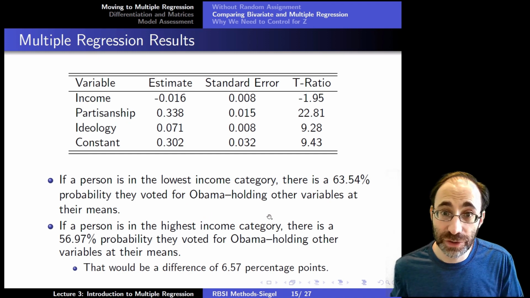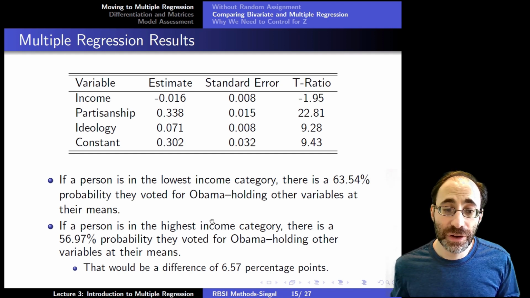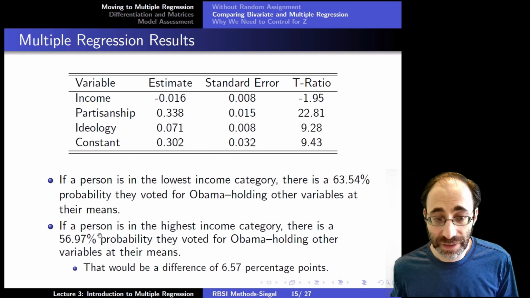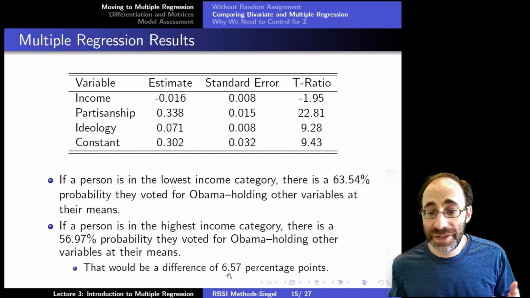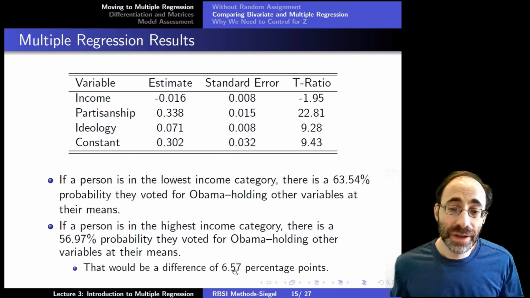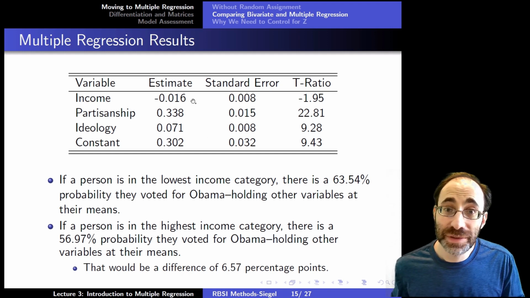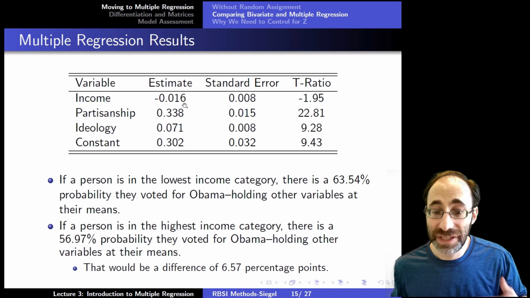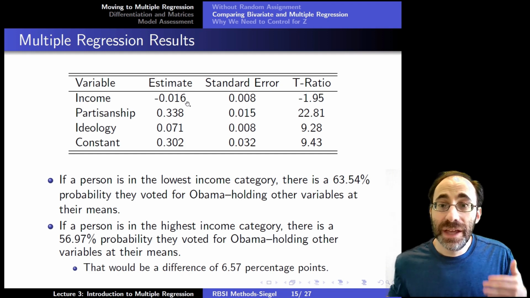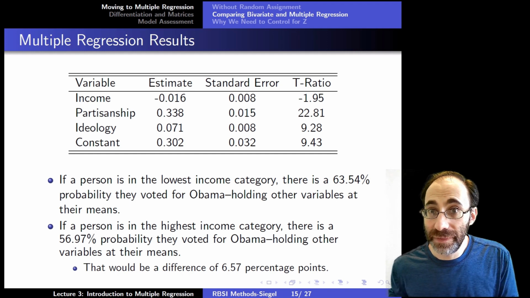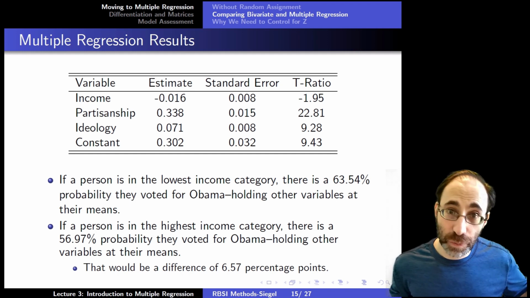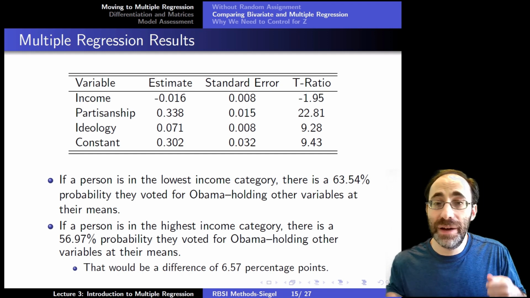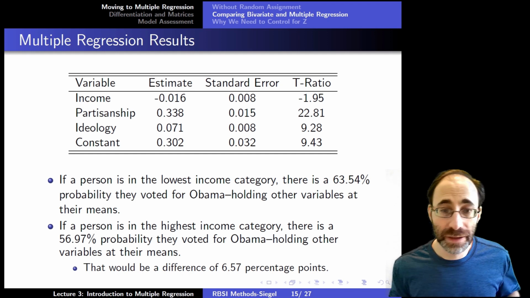Now, if I take the same values for partisanship and ideology, but now go to the highest income category, I get 57%. That difference is only about 6.5 percentage points. You can also see that just by multiplying 4 times the income coefficient. That would be the difference between the lowest and the highest incomes. And again, that's about 6.5 percentage points. That's much different from 32. Before we had an estimate of 32 percentage points difference in the bivariate regression. Now we have 6.5 percentage points.